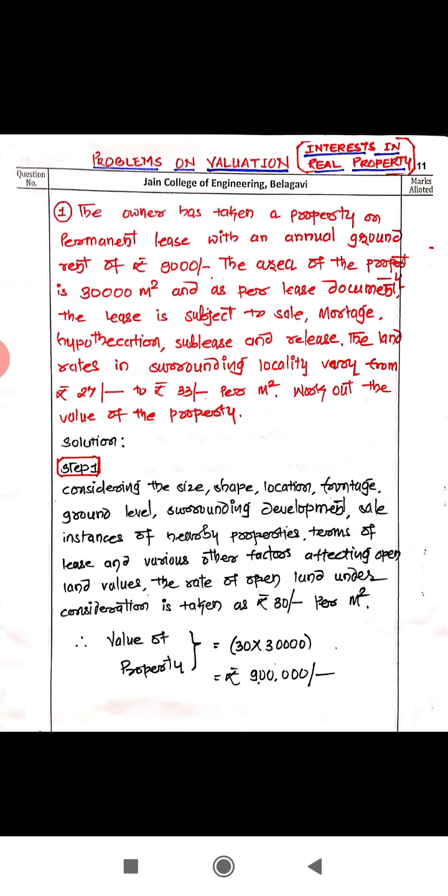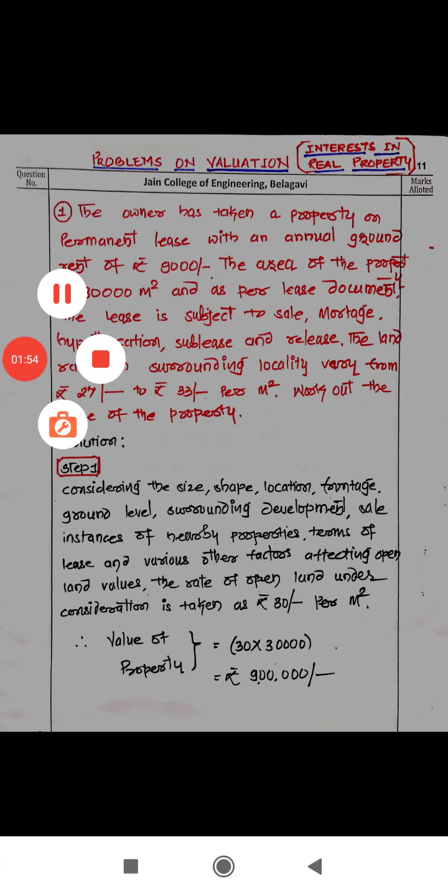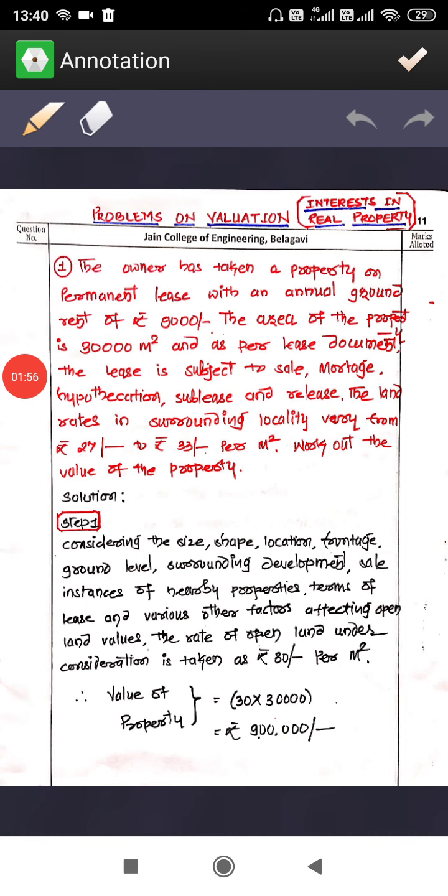Now the first step, where I have taken the consideration value. The average value I have taken is 30 rupees per meter square, because here in this problem they have given two rates, 27 to 33 rupees. They have not mentioned the exact land rate, but they have given the range of that. So I'll be taking the average as 30 rupees, and then I'll be going further.